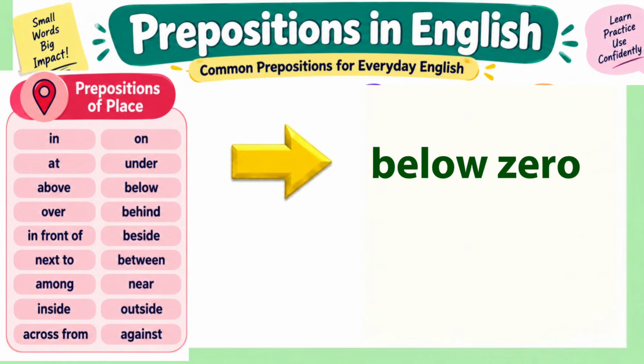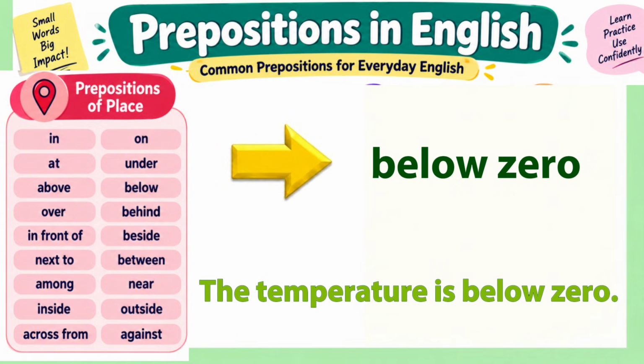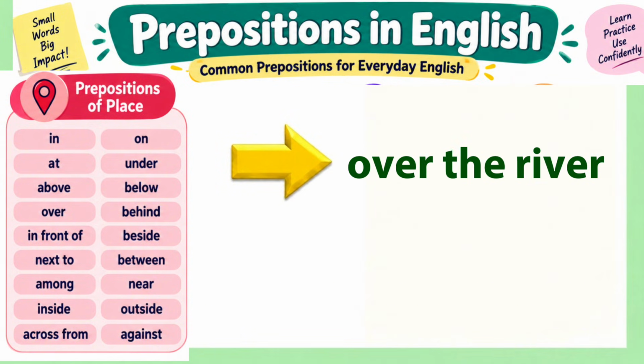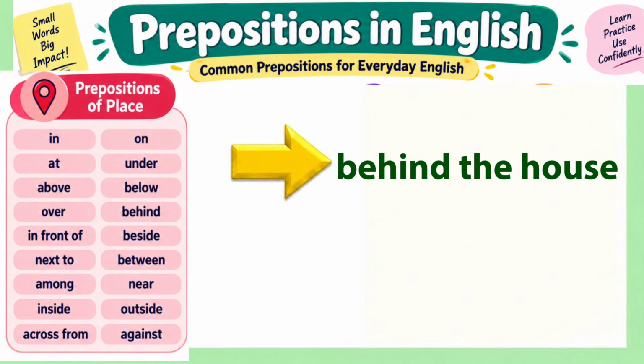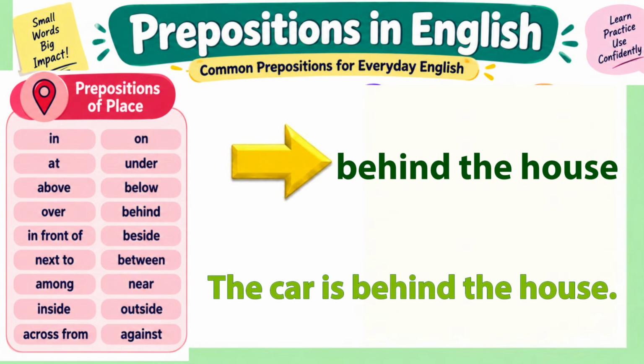Below. For example, below zero. The temperature is below zero. Over. For example, over the river. There is a bridge over the river. Behind. For example, behind the house. The car is behind the house.